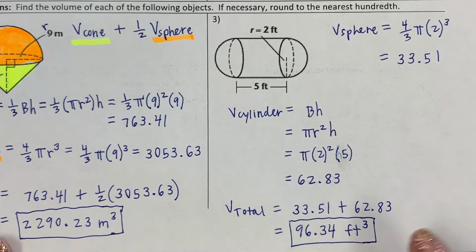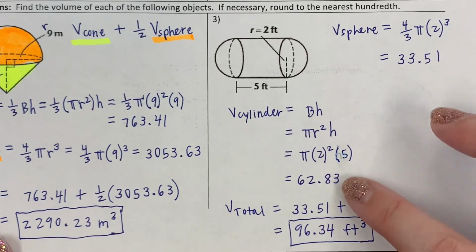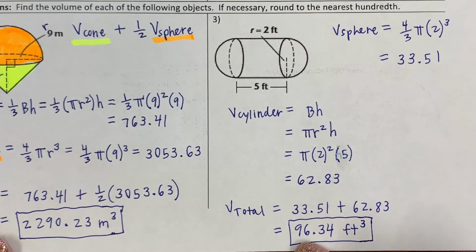And so for my total volume, all I did was add my 2 separate volumes, the volume of the sphere and the volume of the cylinder. And we get a final volume of 96.34 cubic feet.